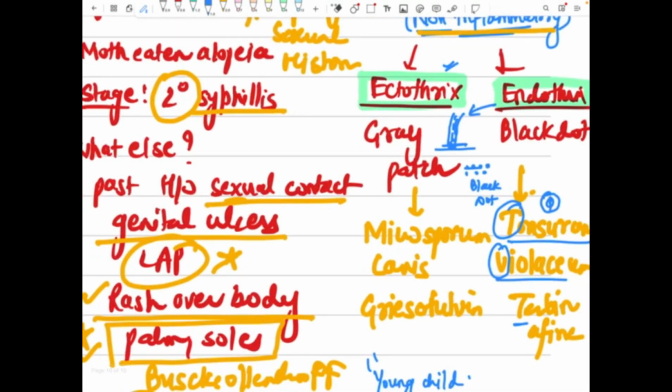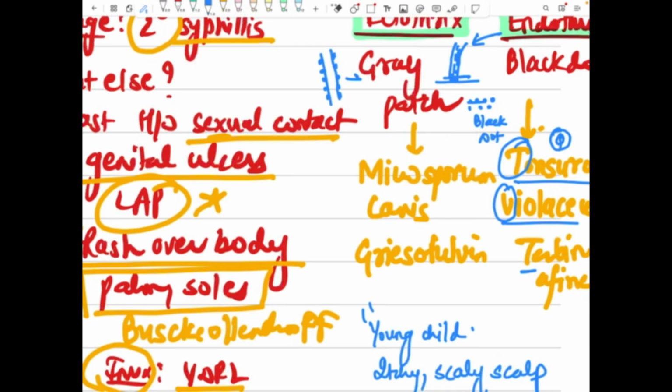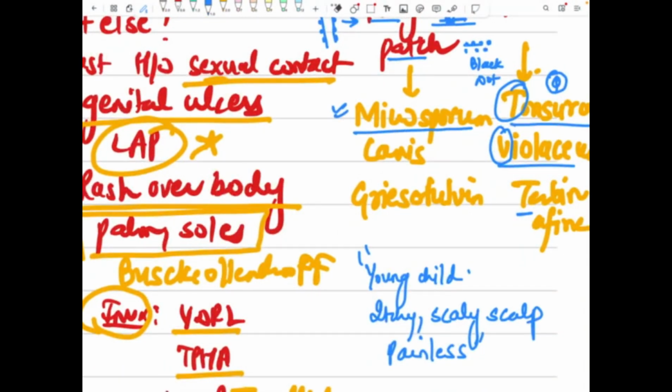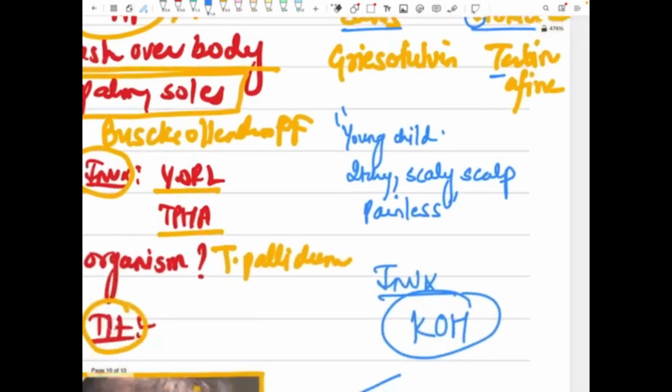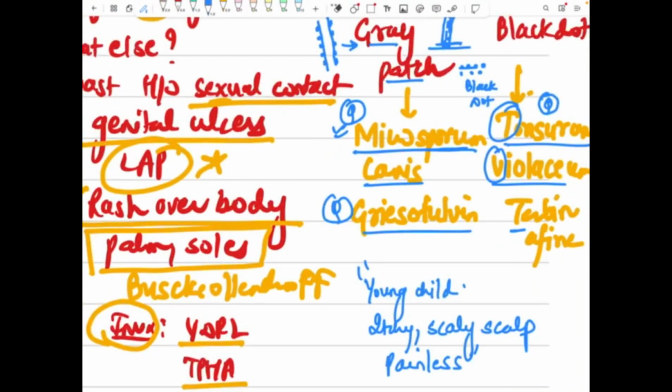Now coming to ectothrix. In this, you will only have the spores over the hair shaft. They will not penetrate the hair. So how will they look? They will look gray. So gray patch tinea is ectothrix. What is the causative organism? Microsporum species like Microsporum canis. And what is the treatment of choice? It is griseofulvin. This has also been asked. The species has also been asked.